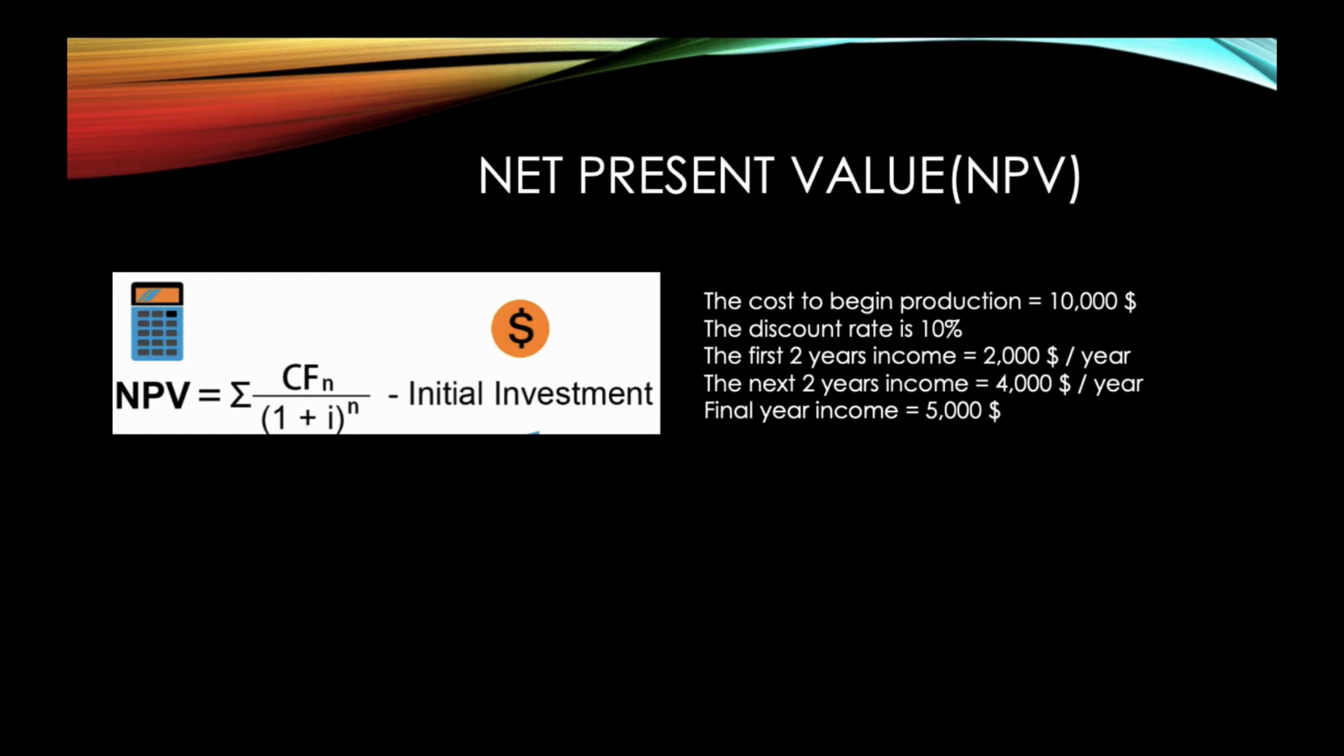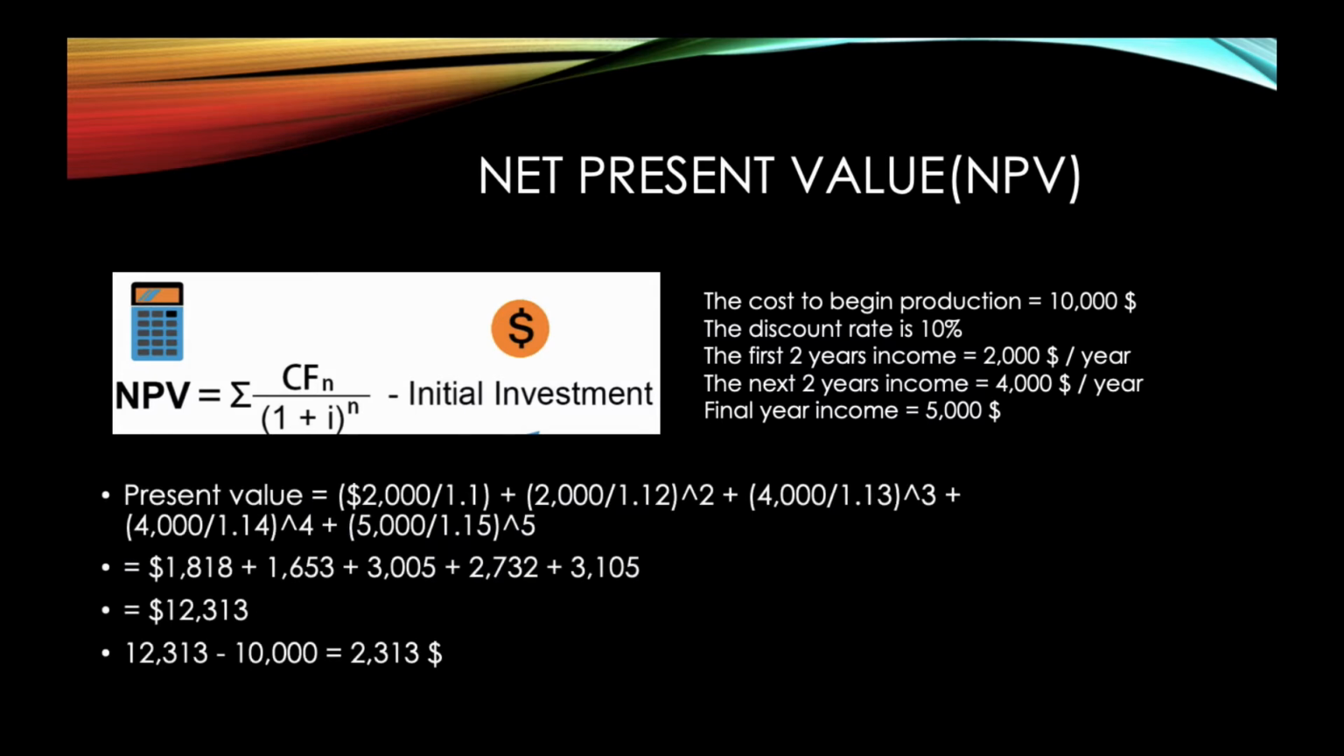The first 2 years' income is $2,000 per year. The next 2 years' income is $4,000 per year. And the final year income is $5,000. Coming now to the NPV calculation.